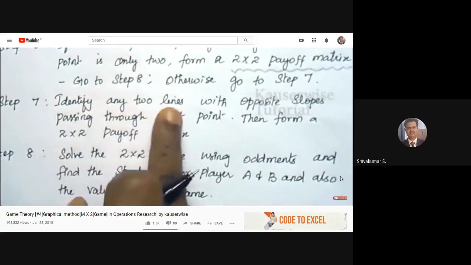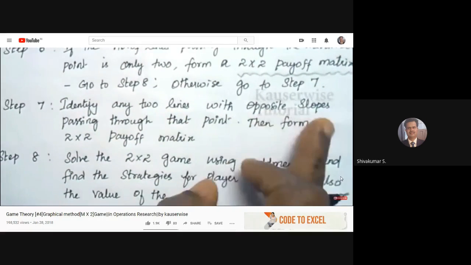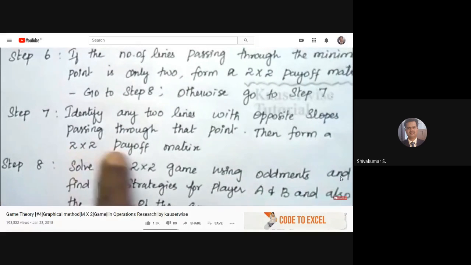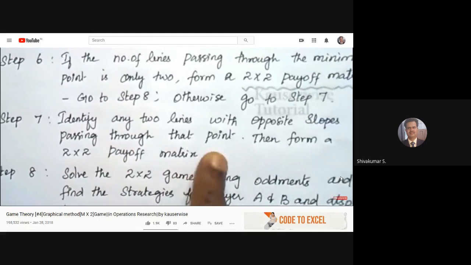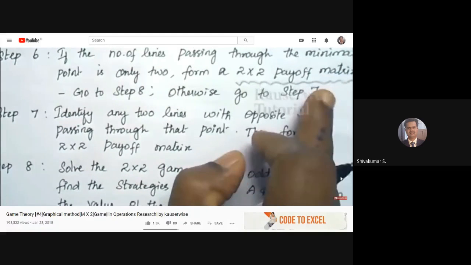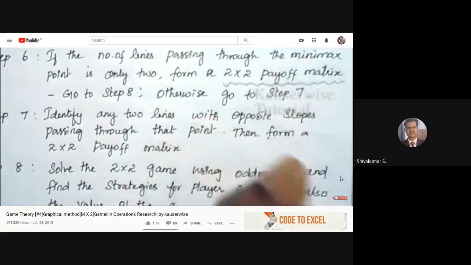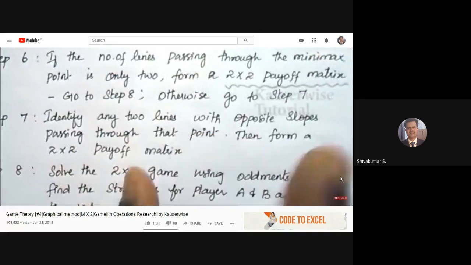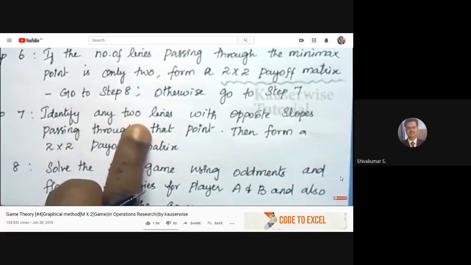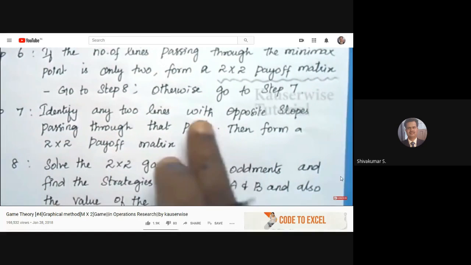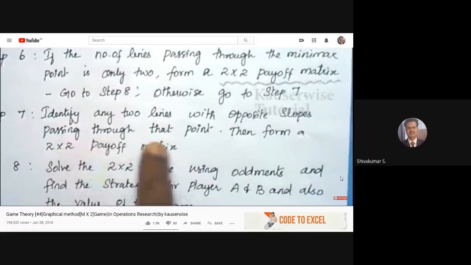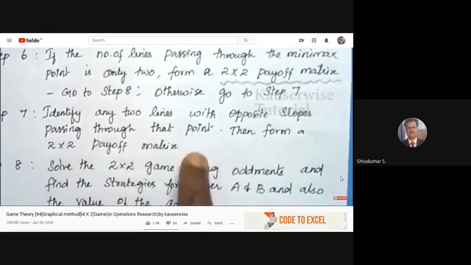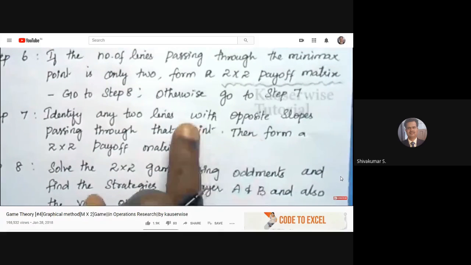Identify any 2 lines with opposite slopes passing through that point, then form a 2 by 2 matrix. If you find any 2 lines passing through the minimax point, you can take those 2 lines. If you find more than 2 lines, you need to identify any 2 lines, but the condition is that they have opposite slopes passing through that point. You have to select any two lines passing through the same point which have opposite slopes.